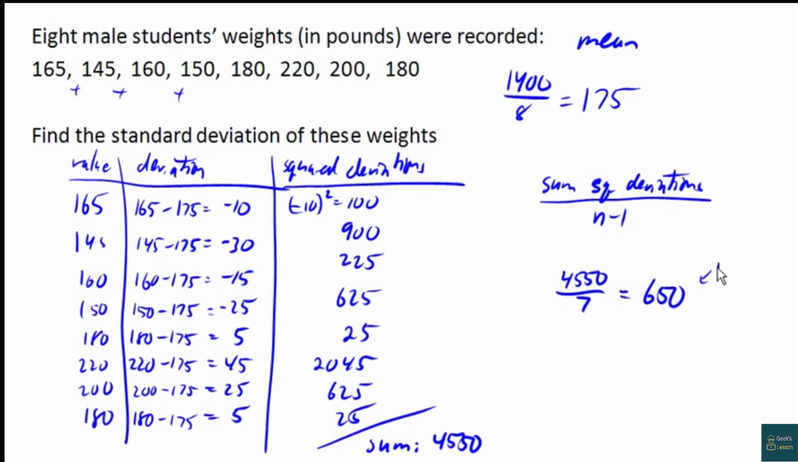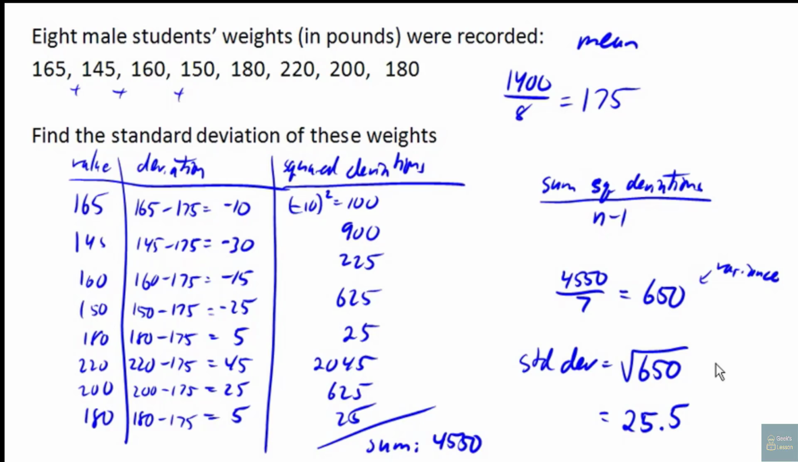And then our standard deviation will be the square root of that variance. The square root of 650 is about 25.5. It's actually 25.4951, but again, typically we round to one more decimal place than our original data had. And so our standard deviation is 25.5 pounds. Standard deviation is measured in the same units as the original data. So there is the standard deviation.